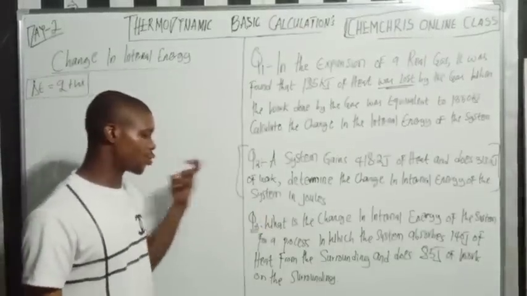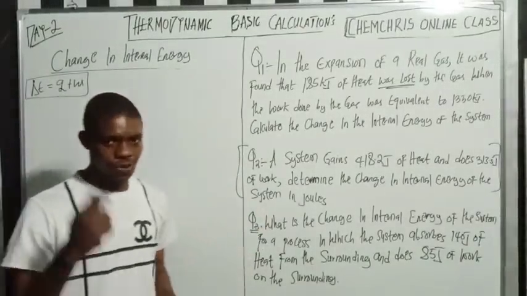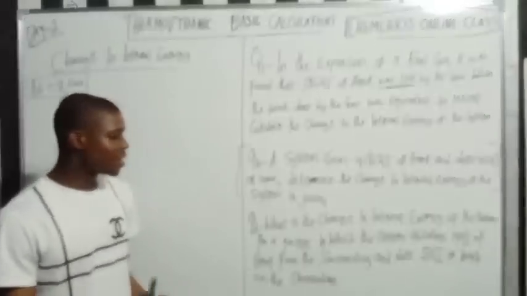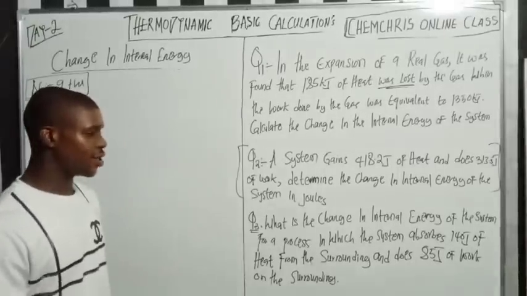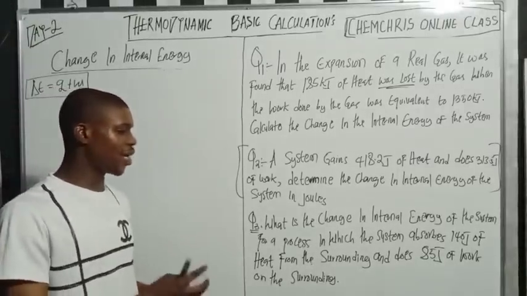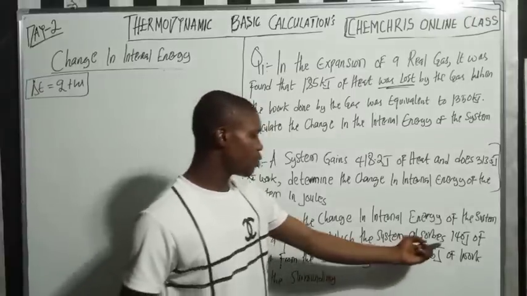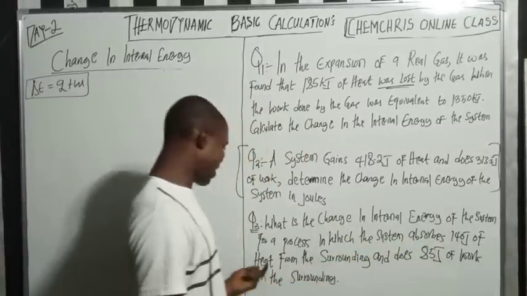I'm not going to solve this one. Leave your answer at the comment section. I want to see. So now let's solve the last one here. What is the change in internal energy of the system for a process in which the system absorbs 140 joules of heat?